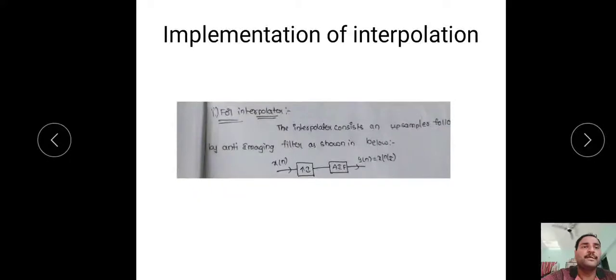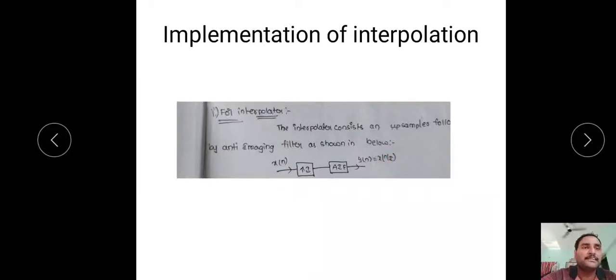Coming to the interpolator, you know that interpolation is used to increase the sampling rate of the given signal. Generally, after interpolation, we have to apply a filter called the anti-imaging filter. That means after increasing the sampling rate, some images may be produced. To remove those images, we require a filter called the anti-imaging filter. This is the general block diagram of interpolation.